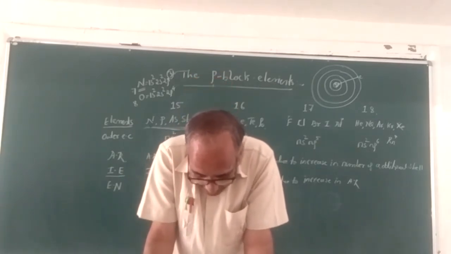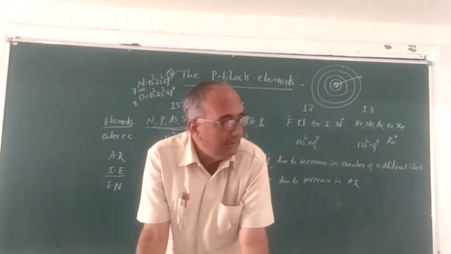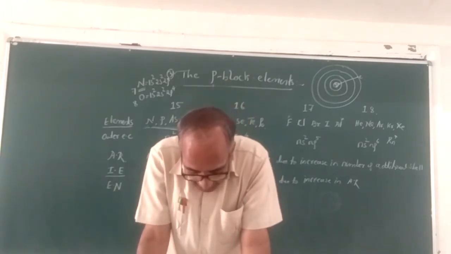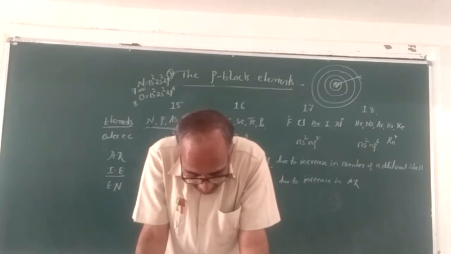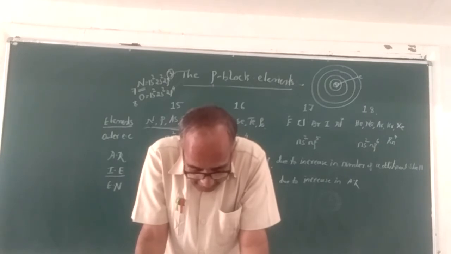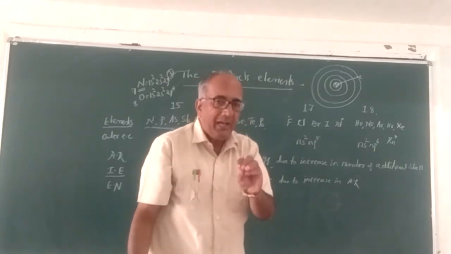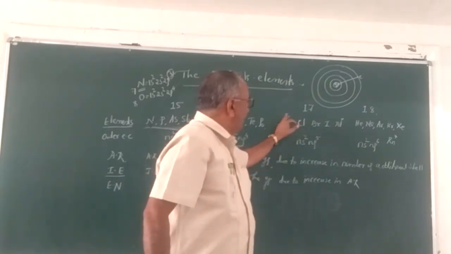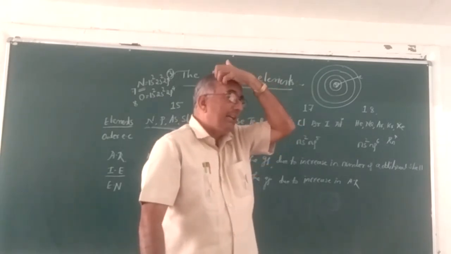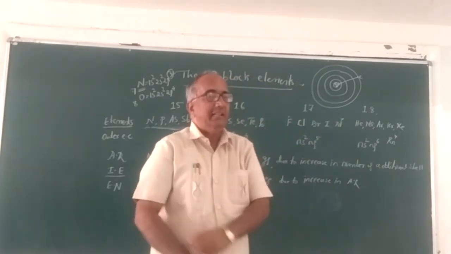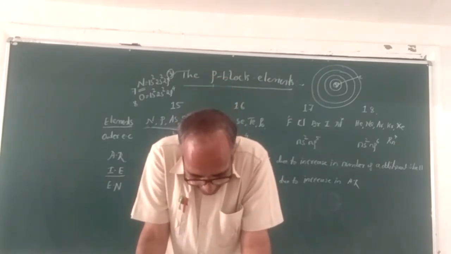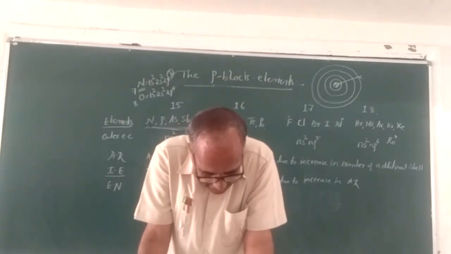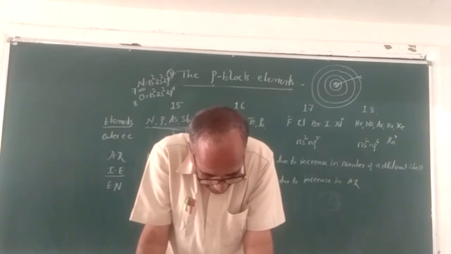Then when you observe the 17th group elements, they have very high electronegativity. Fluorine is the most electronegative element due to its small atomic size. Among 118 elements, fluorine has the highest electronegativity because of the smallest atomic size. This is about electronegativity.